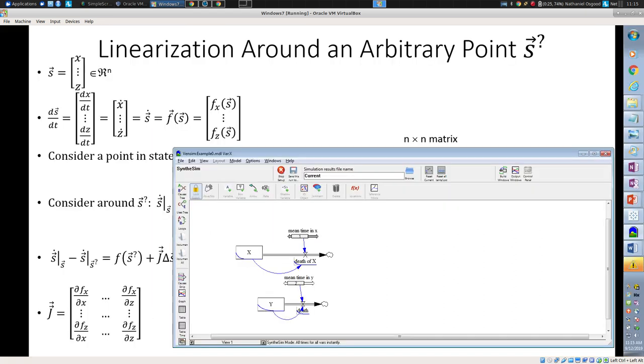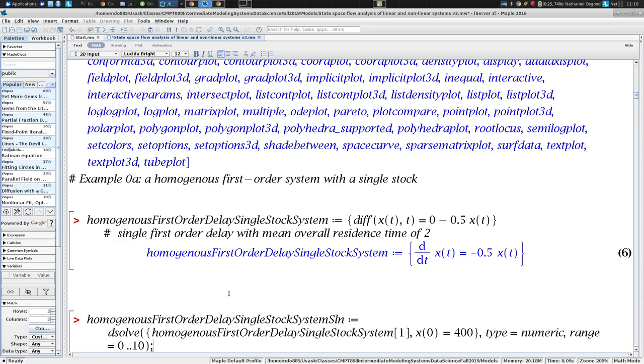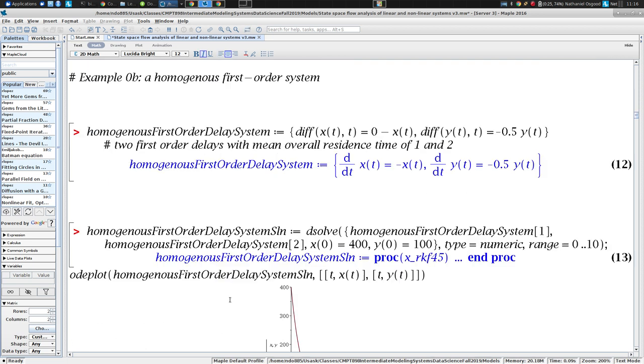This is sounding kind of abstract, but let's look at a little example. We have a model that has two components now: X and Y. In fact, it's in the Maple sheet here. If we scroll down, here's that system. dx/dt equals minus x of t. Really, you should criticize me, because what have I not shown here? It's actually 1 times it.